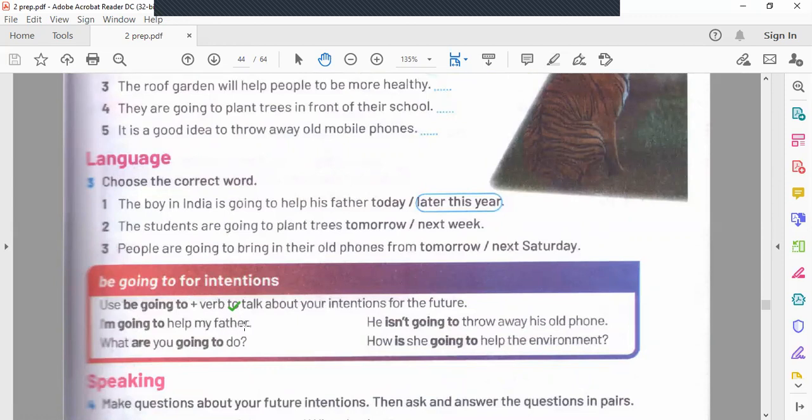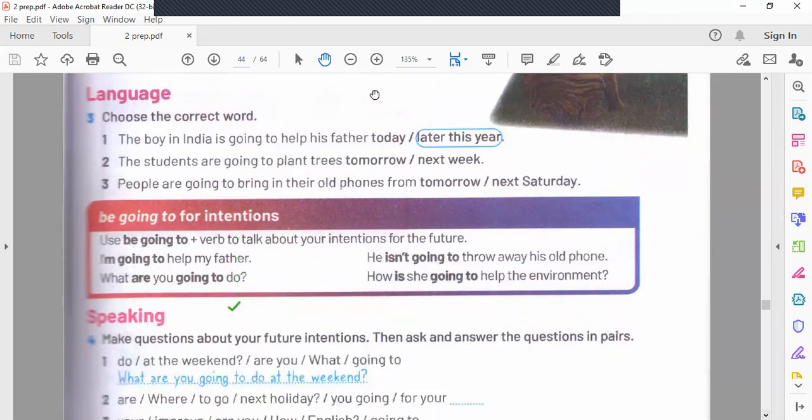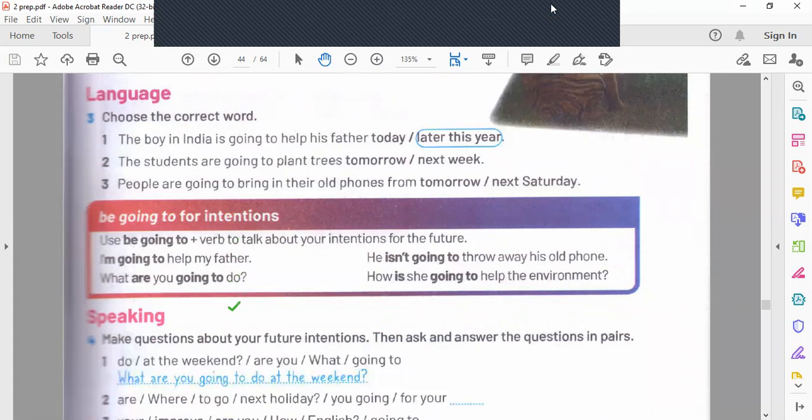I'm going to help my father. He's going to throw away his old phones. What are you going to do? How is she going to help the environment? So we use going to to refer to a decision or intention or plan. Okay. Shifting to another point.